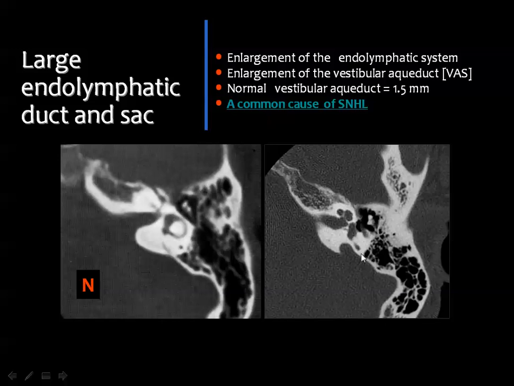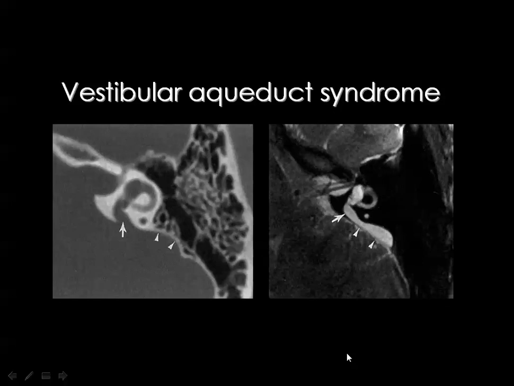But in this example, you see that the vestibular aqueduct is very wide. This is the vestibule, and this is the posterior semicircular canal. The vestibular aqueduct is very dilated, and this is known as vestibular aqueduct syndrome or large endolymphatic duct and sac, which is considered a common cause of sensorineural hearing loss. By MRI, it's easy to see the endolymphatic duct and sac. And this is the CT and this is the MRI.